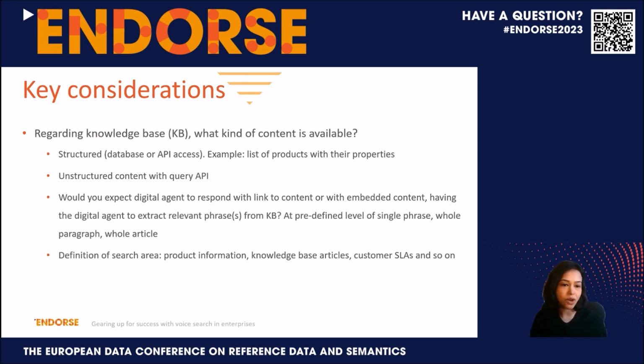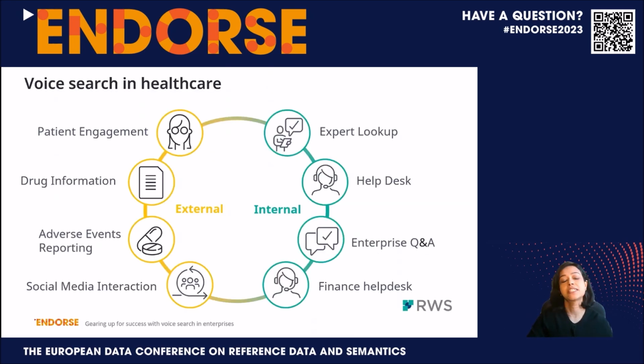Do you also want the digital agent to respond with just the link, or do you want to embed content into it? And last but not least of them all is to define a search area. How much of an area are we looking at? Is it just the product information? Is it the knowledge base articles? How much reference to customer SLAs is needed, and so on and so forth? So defining an area is as important as structuring the content itself.